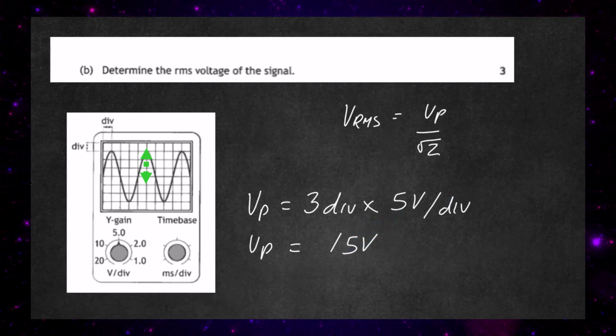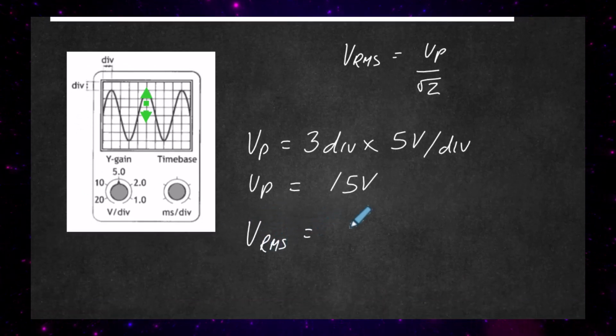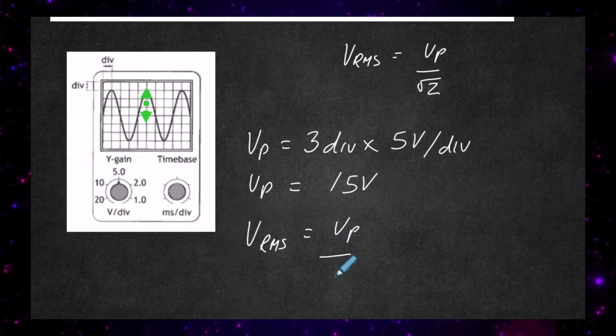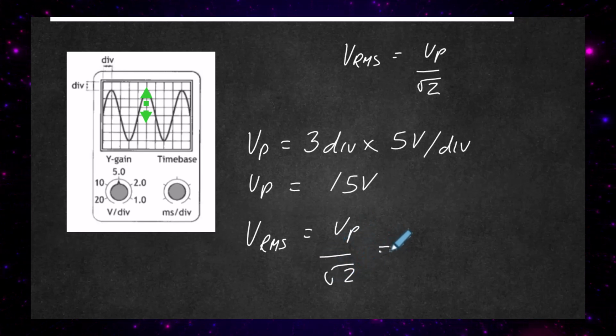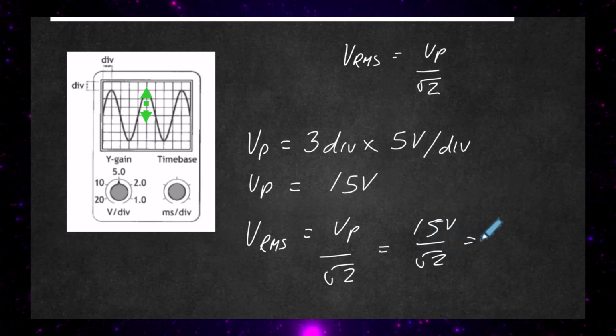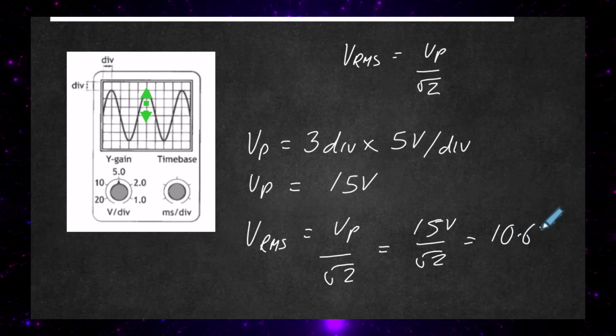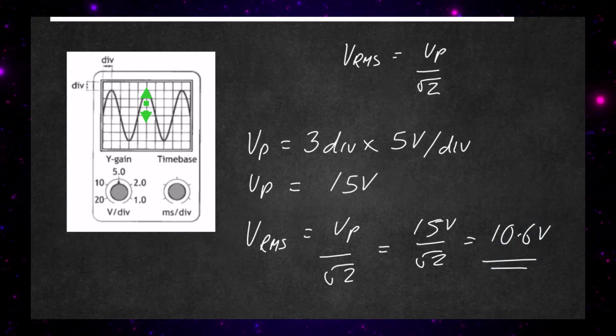To work out the V RMS, we just simply divide that by the square root of 2. So V RMS, as we said before, is V peak divided by the square root of 2, which equals 15 volts divided by the square root of 2, and we get a voltage RMS of 10.6 volts RMS.